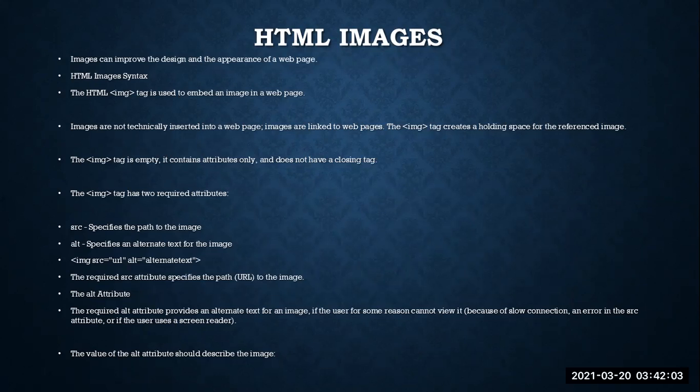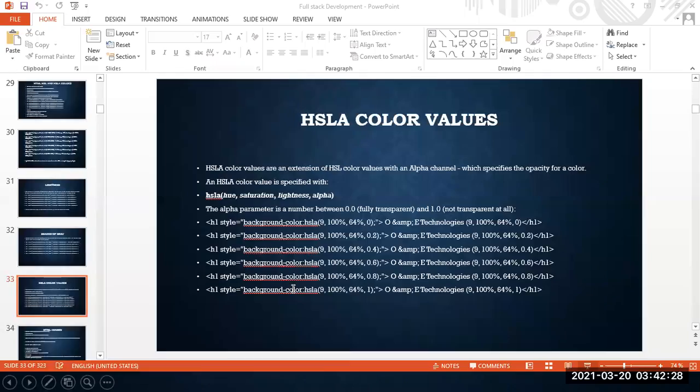So, for instance, let's say a user has a slow connection and the image could not be loaded on the web page, the alternate text will appear. Or maybe there is a programming error. Maybe possibly the programmer actually referenced a wrong URL of the image, so it will not be seen on the page. So instead, it will just display alternate text.